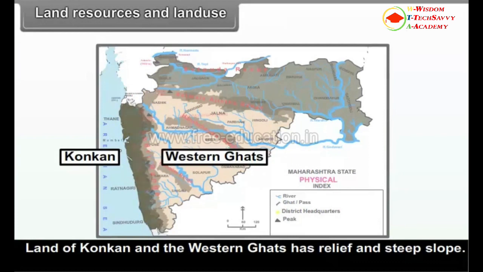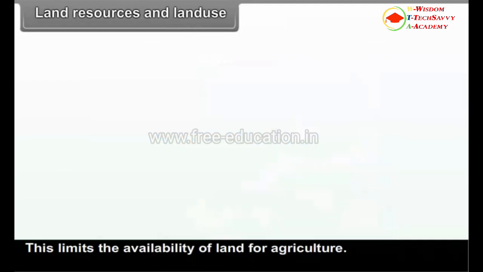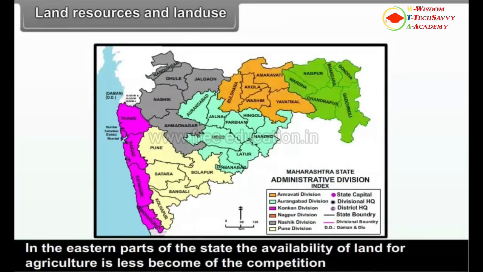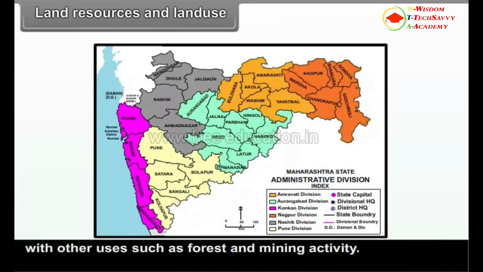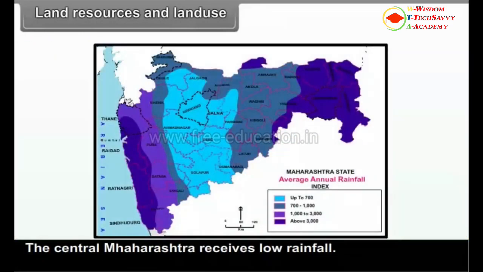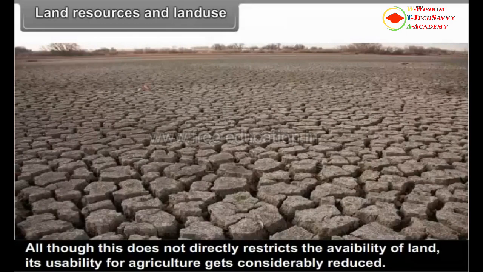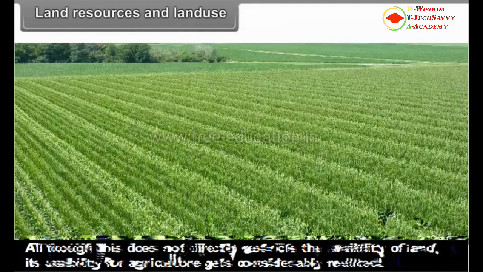Land of Konkan and the Western Ghats has high relief and steep slope. This limits the availability of land for agriculture. In the eastern parts of the state, the availability of land for agriculture is less because of the competition with other uses such as forest and mining activity. Central Maharashtra receives low rainfall. Although this does not directly restrict the availability of land, its usability for agriculture gets considerably reduced.